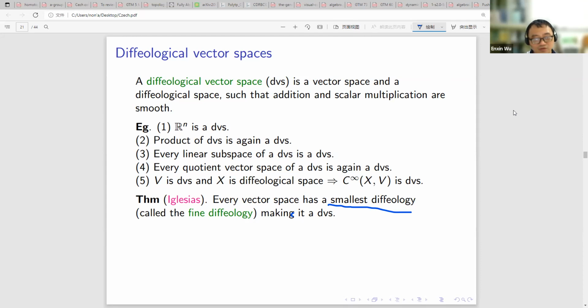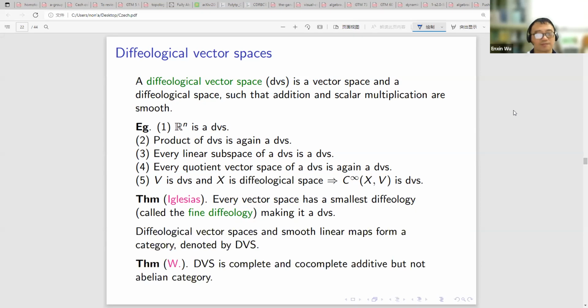Okay, I will just give you a more general theory: diffeological vector spaces and smooth linear maps. By smooth linear map, I mean both a linear map and a smooth map in the sense of diffeology. And you get a category I denoted by DVS. Here, my convention is when it's an object, I use small letters. When it's a category, I use big letters.